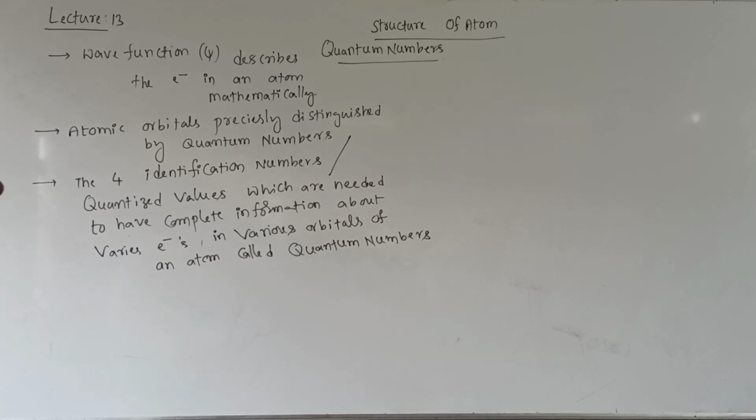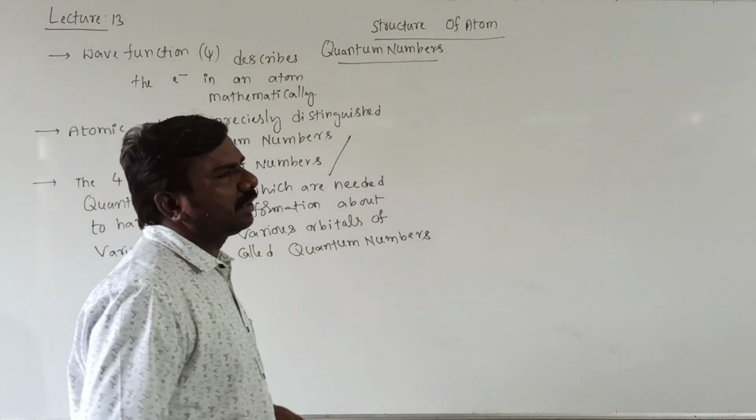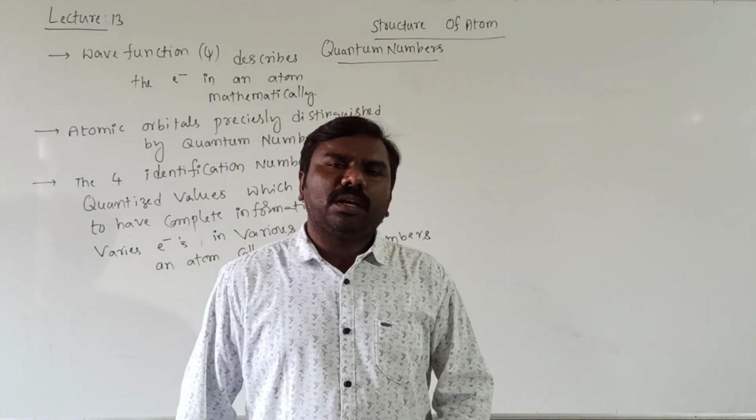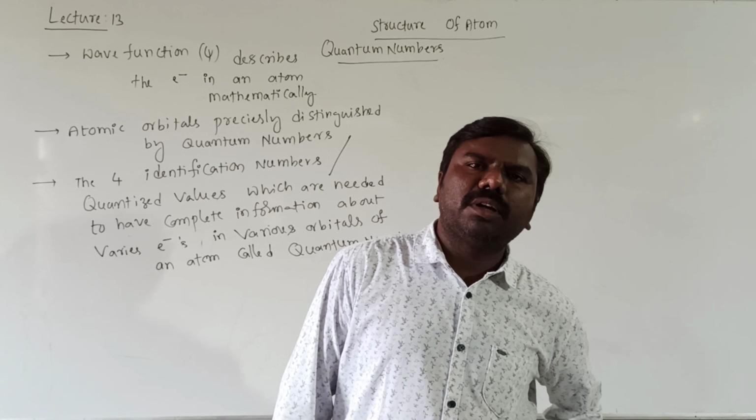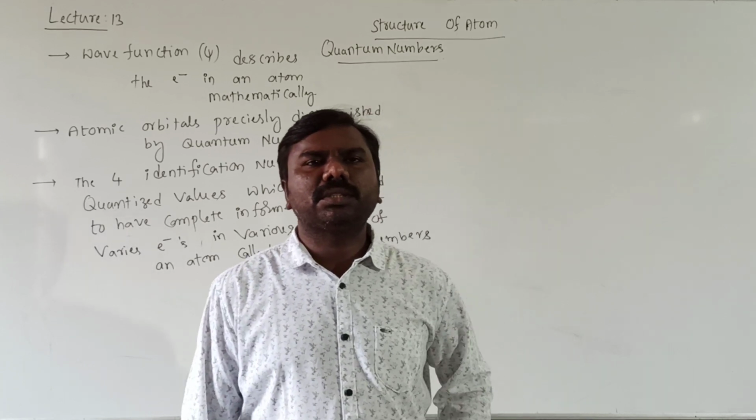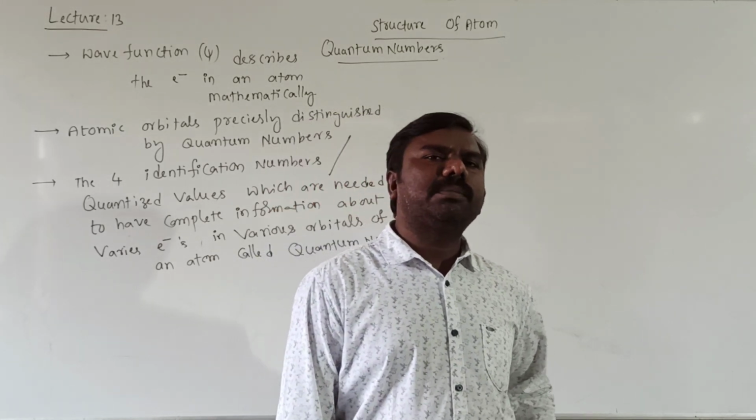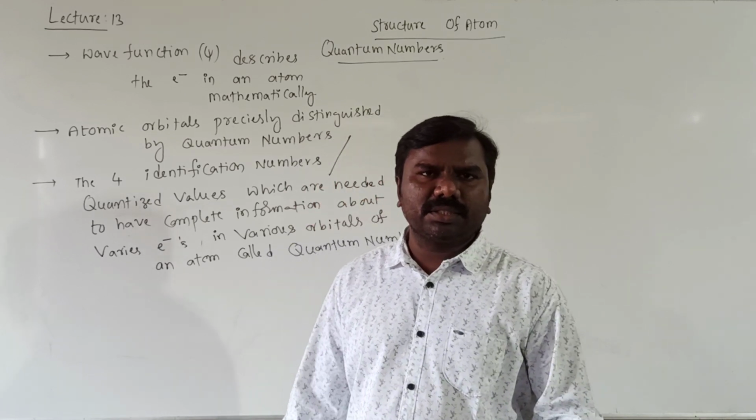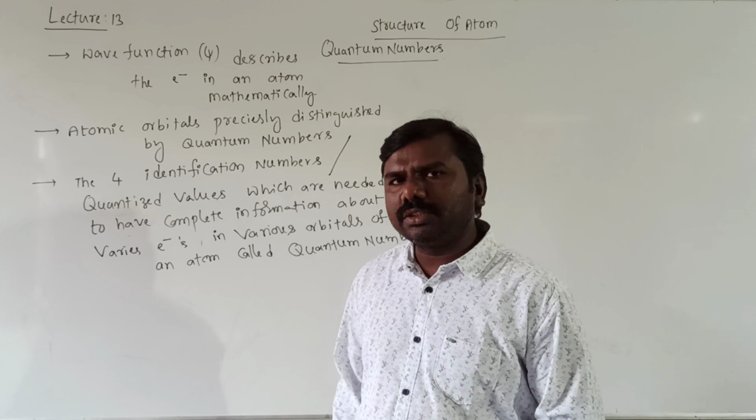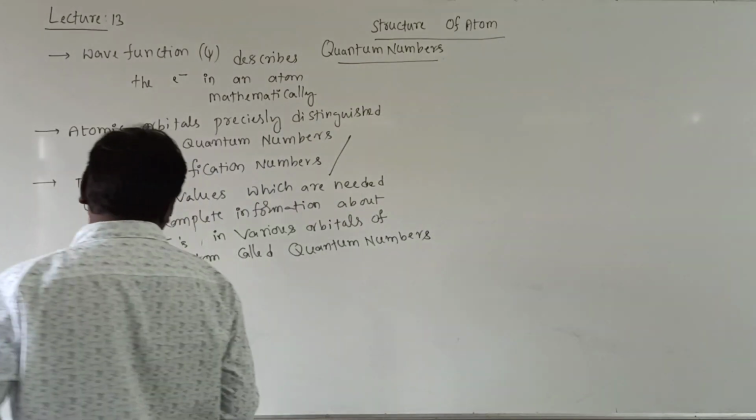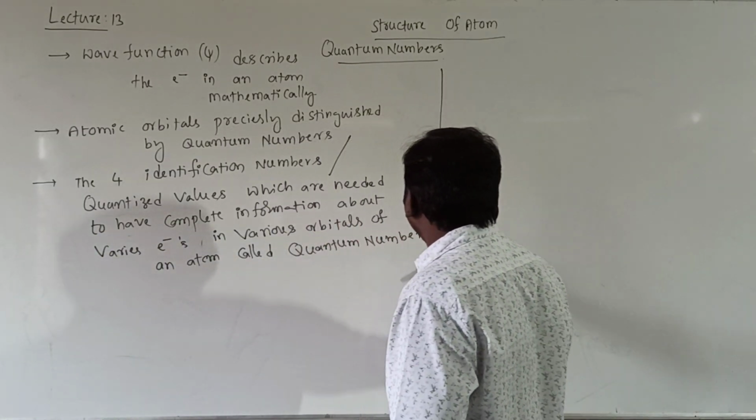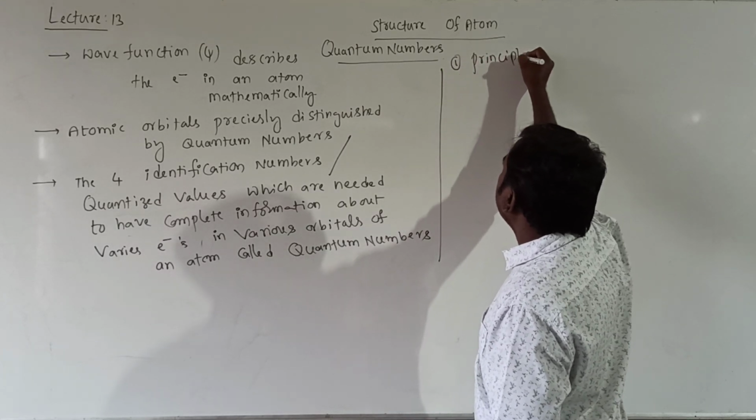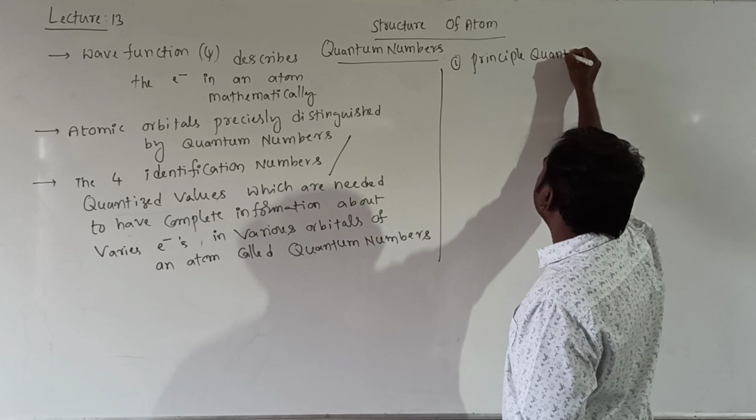Now, there are 4 quantum numbers. One is the principal quantum number, second is the azimuthal quantum number, third is the magnetic quantum number, and fourth is the spin quantum number. We'll discuss directly the first one, the principal quantum number.